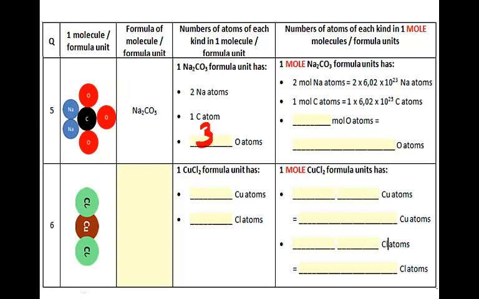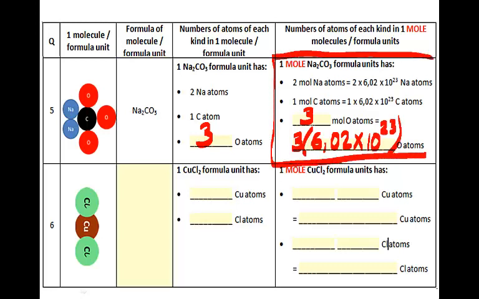atoms inside it. Now we have a whole mole of sodium carbonate formula units, and that contains in it 2 moles of sodium atoms, which is 2 groups of 6,02 times 10 to the power 23 sodium atoms. It also contains 1 mole of carbon atoms, so 1 group of 6,02 times 10 to the power 23 carbon atoms, and it contains 3 moles of oxygen atoms, 3 groups of 6,02 times 10 to the power 23 oxygen atoms. All the values in this block are equivalent values.